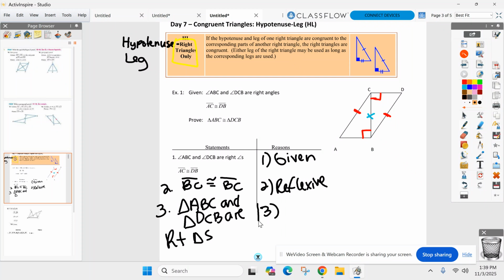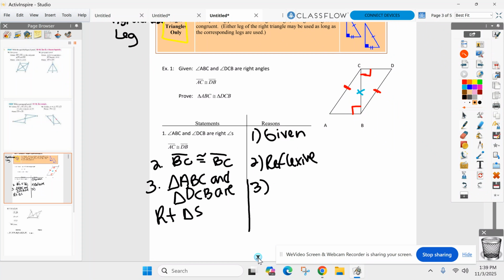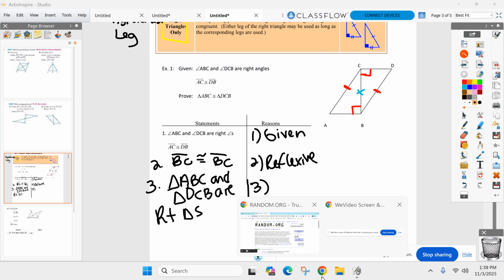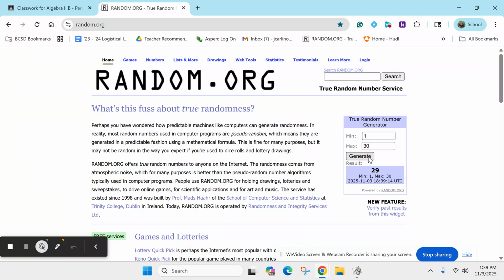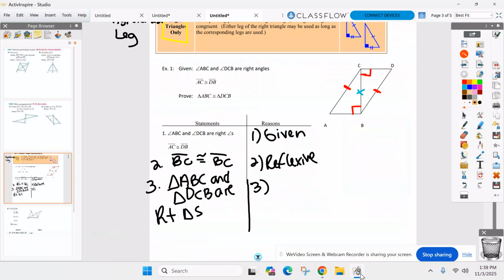All right, ready for a new reason? I know, it's going to make sense when we write it. How do we know they're right triangles? I'm not trying anything complex, just tell me why. How do we know these are two right triangles? Macy? No, it says they're right angles in the givens. How do I know they're right triangles? You're overthinking it. Why is this a right triangle?